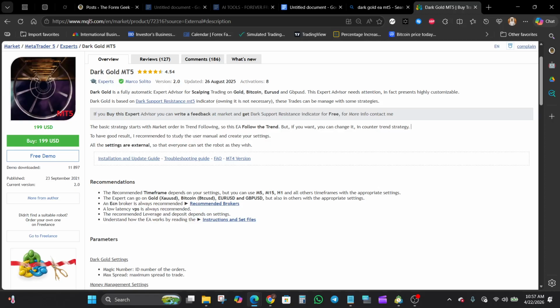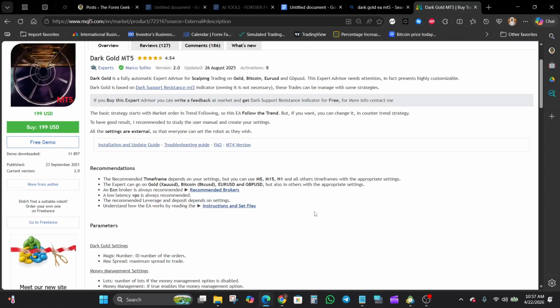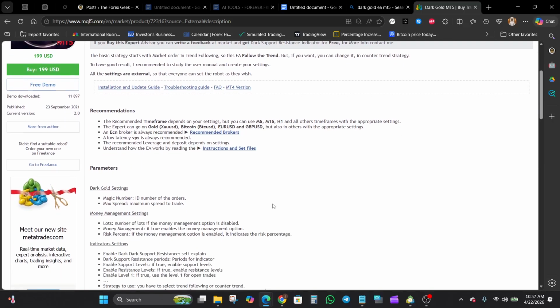All right. Another key piece of information is that it is optimized for assets like gold, Bitcoin, Euro USD, and GBP USD. Okay, so it's not restricted to just one market. Now let's talk about the core features and, more importantly, what they actually mean in real trading, right?